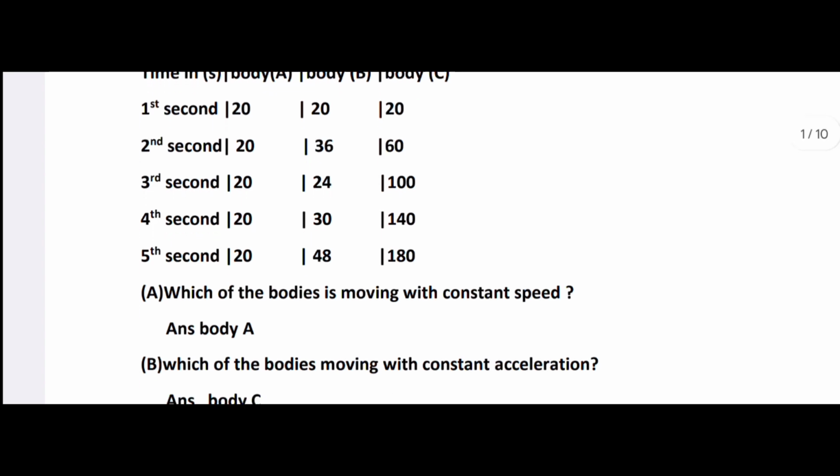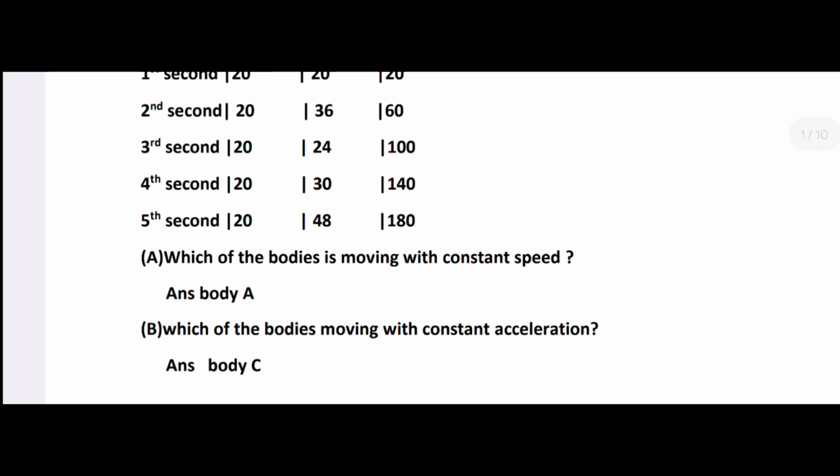Which of the bodies is moving with constant acceleration? Now body C is the one whose speed is changing, and that change is constant. For example 60 minus 20 is 40. 100 minus 60 again 40. 180 minus 140 again 40. So difference in the speed is same in all the cases. So the constant acceleration is of body C, right?